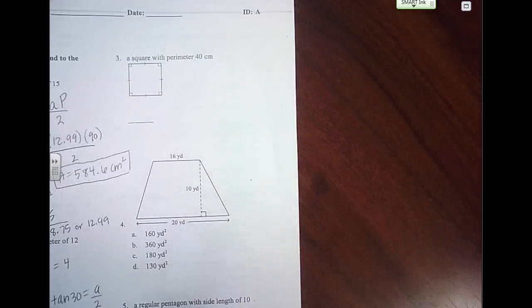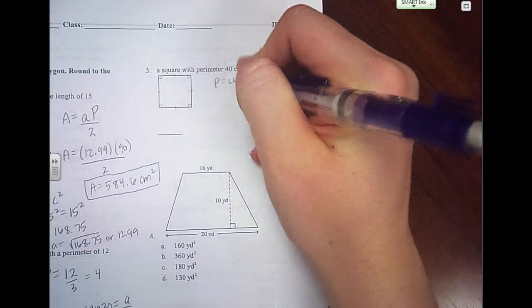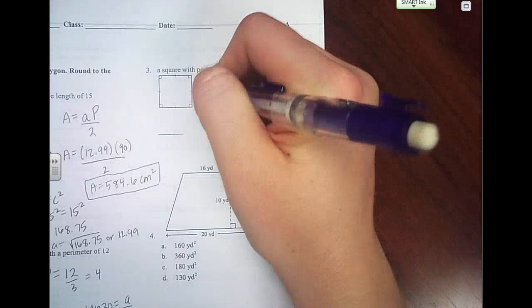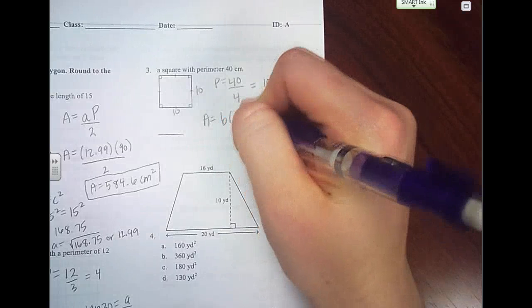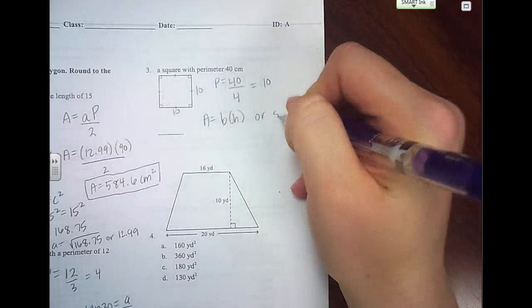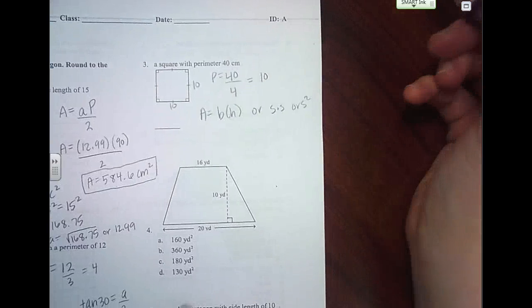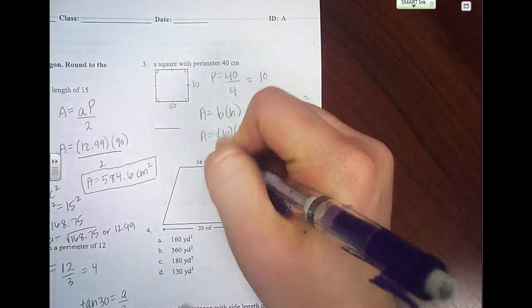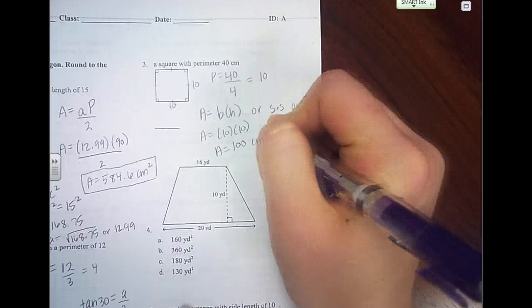Number 3, remember we're just finding the area. A square with perimeter of 40. So if the perimeter is 40, we need to figure out what each side is. So divide by 4, so each side is 10. Area of a square is base times height, or side times side, or side squared, however you learned it. So if I'm doing this, I have 10 times 10, so area is 100 centimeters squared.